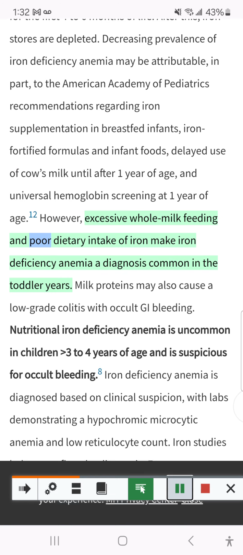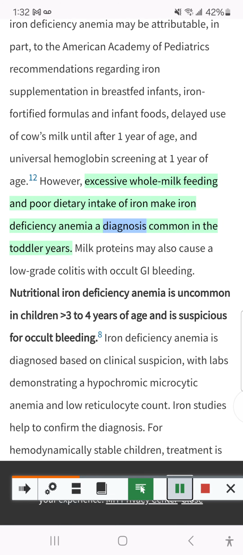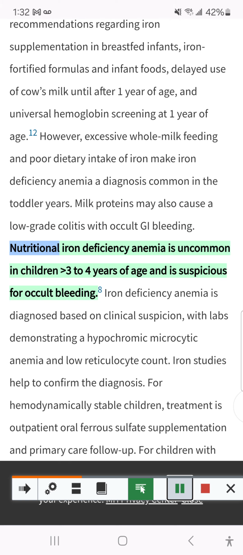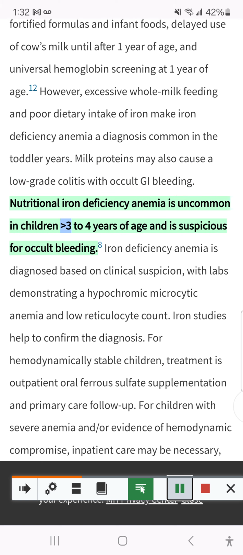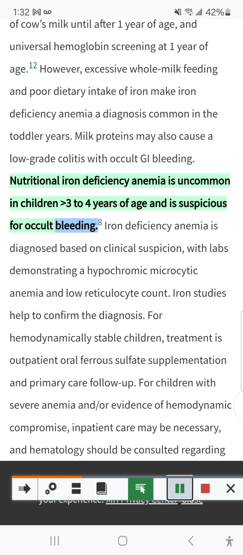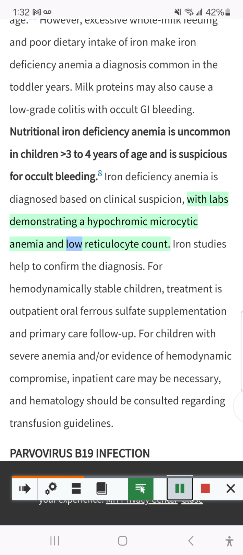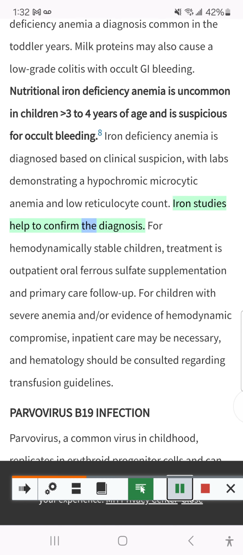However, excessive whole milk feeding and poor dietary intake of iron make iron deficiency anemia a diagnosis common in the toddler years. Milk proteins may also cause a low-grade colitis with occult GI bleeding. Nutritional iron deficiency anemia is uncommon in children greater than 3 to 4 years of age and is suspicious for occult bleeding. Iron deficiency anemia is diagnosed based on clinical suspicion, with labs demonstrating a hypochromic microcytic anemia and low reticulocyte count. Iron studies help to confirm the diagnosis.